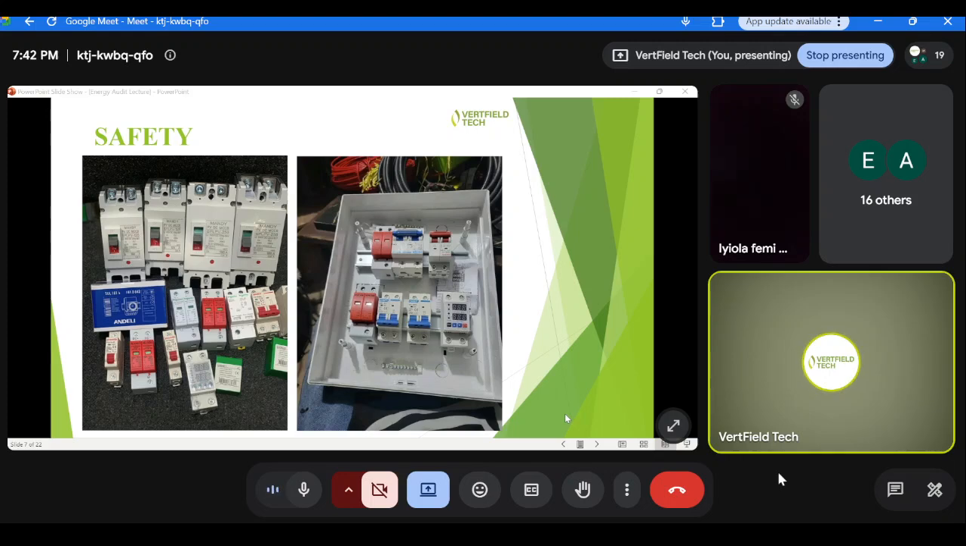So what you can see now is some, or part, of the safety tools and gadgets. You can see the MCBs, you can see the MCCBs, you can see the surge protector, you can see your changeover, like I talked about earlier. Those are the things you will be using to safeguard your solar system.